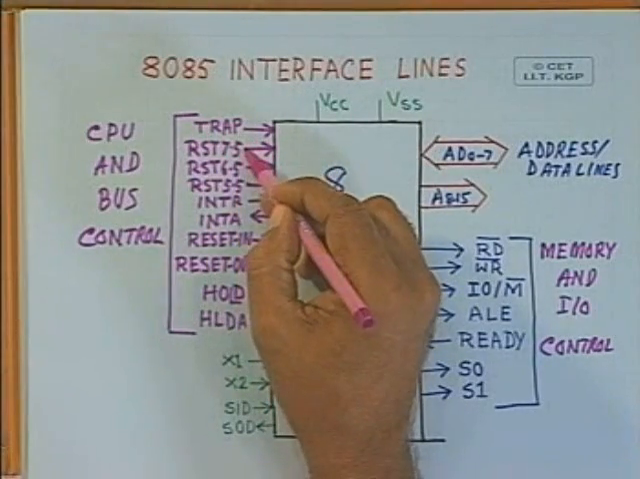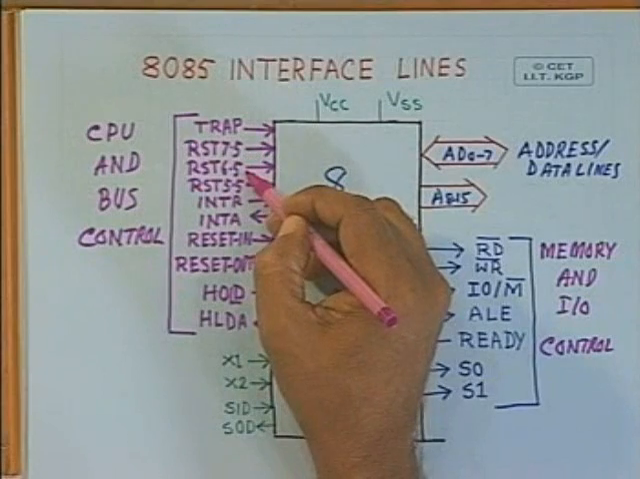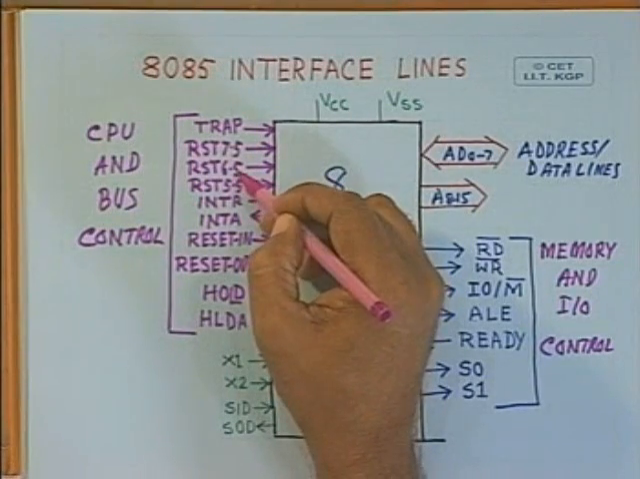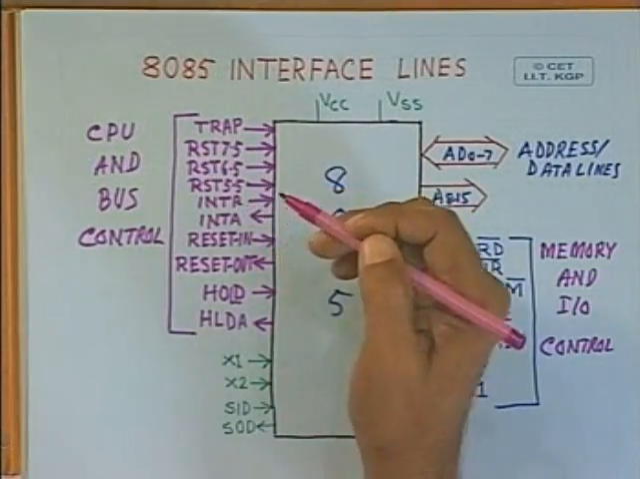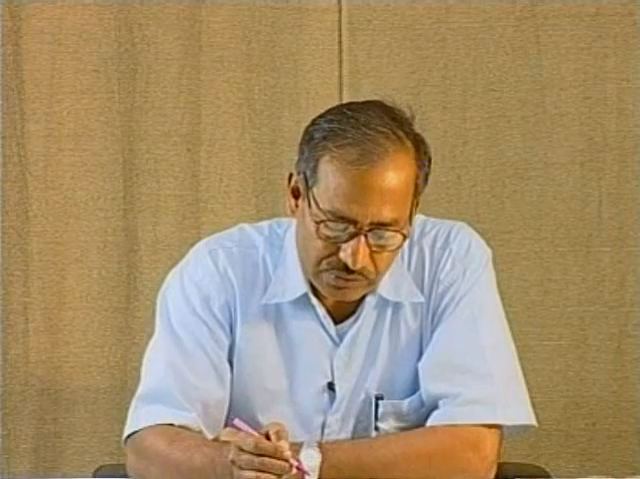On the other hand, RST 7.5, 6.5, 5.5, INTR, these are all maskable interrupts. By that we mean, by programming, those interrupts can be ignored or disabled, but trap cannot be disabled or ignored.